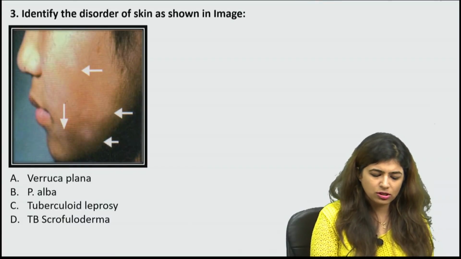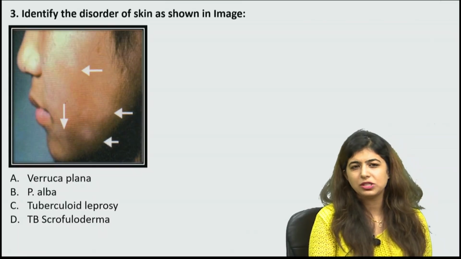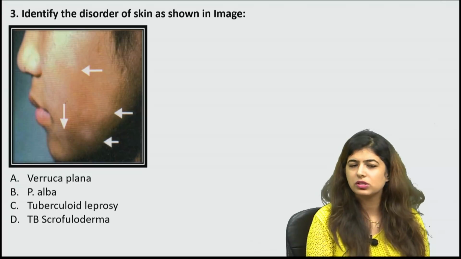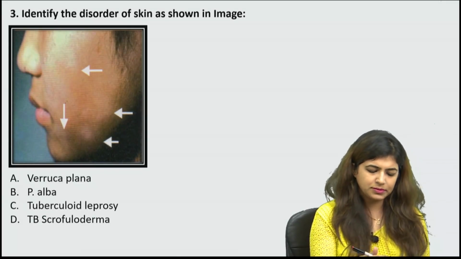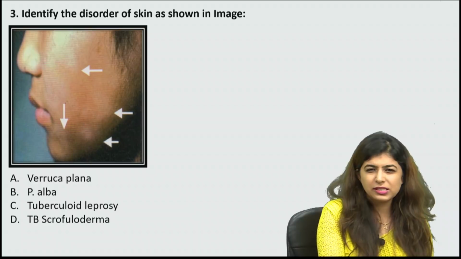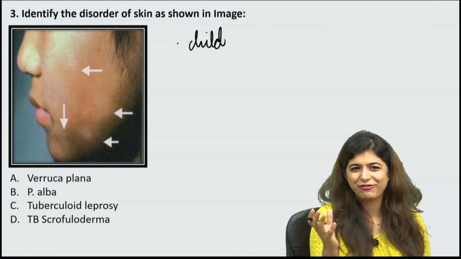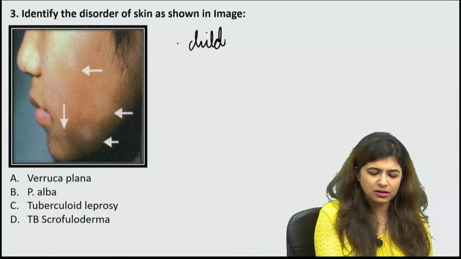The third question for the day, identify the disorder. This is an image-based question. It is giving you just the image. There is no hint at all in the text. What does it show? It shows us that it's a small face, so it's probably a child, right? Yes, that's difficult to judge, but a little face, probably a girl.